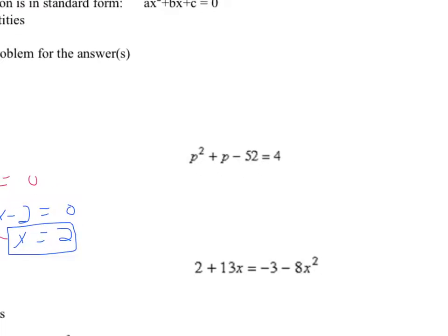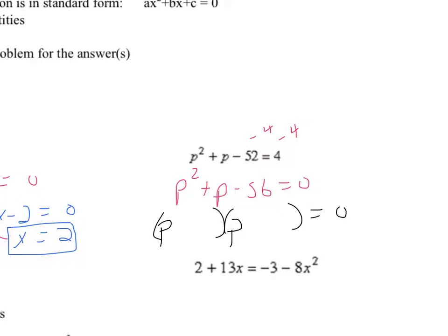Another one. Before I factor, I make sure it's in standard form, which means we would have p squared plus p. I would subtract 56 from both sides, and I would get negative 56 equals 0, which we would factor. I have p, and I'm looking for two numbers that have a product of negative 56 and a sum of 1.